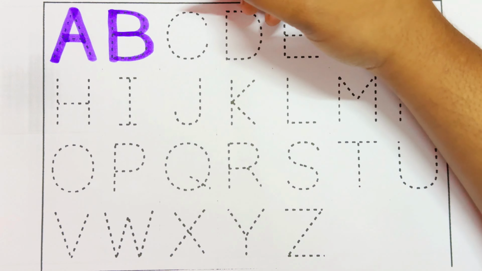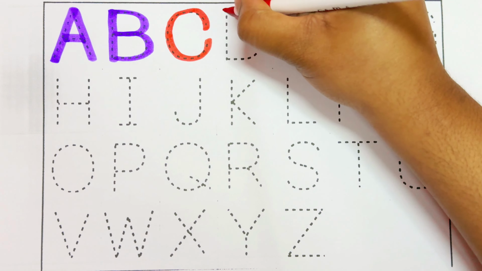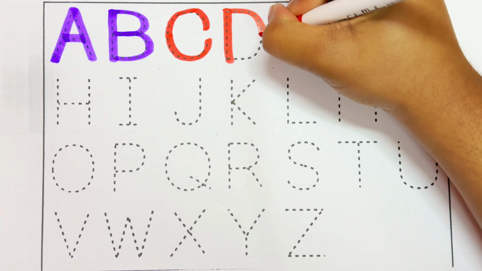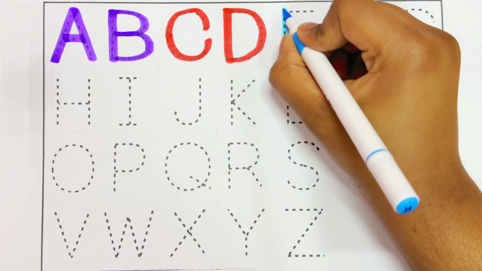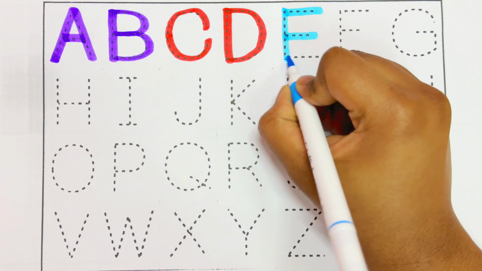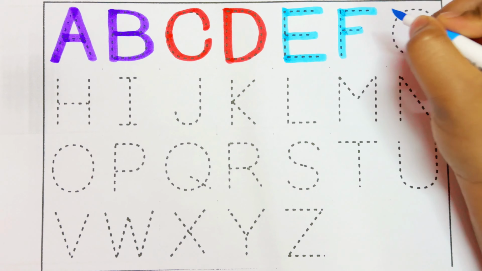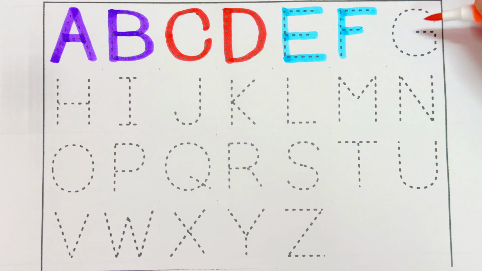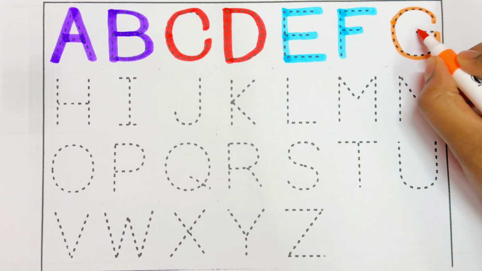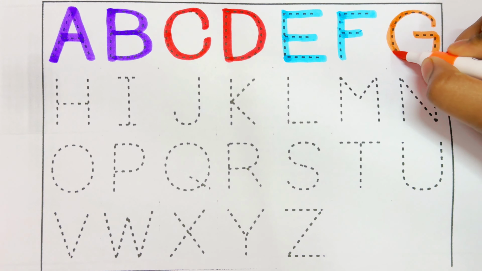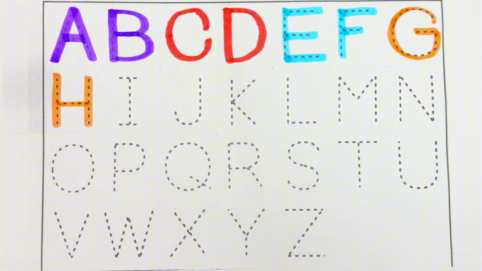C. C for country. D. D for door. E. E for eggplant. F. F for finger. G. G for girl. H. H for home.